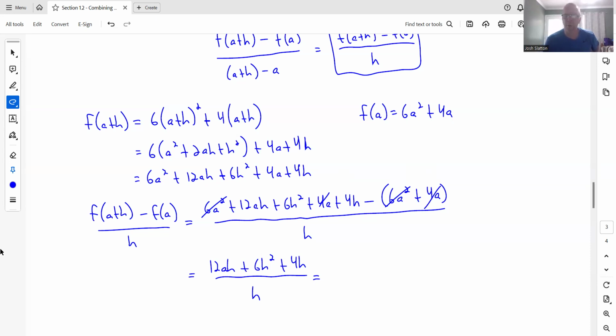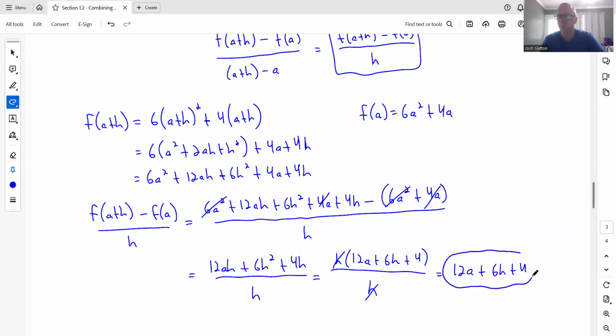And you're going to do problems like this in calculus when you get to limits and derivatives. And basically what we want to do when we get to calculus is see what happens when h approaches 0. And so a lot of times we want to get rid of that h in the denominator. So let's factor out an h on the top. We have 12a plus 6h plus 4 all over h, and then our h's will cancel, and our difference quotient is 12a plus 6h plus 4.